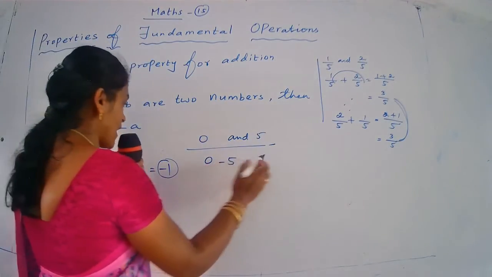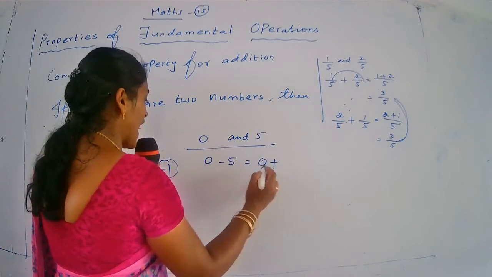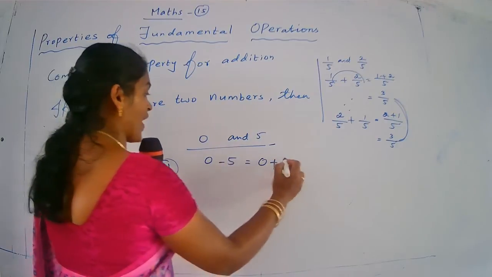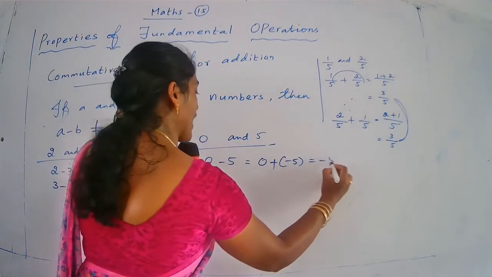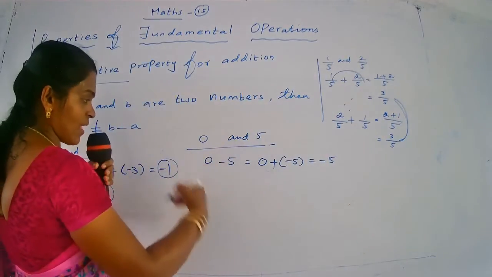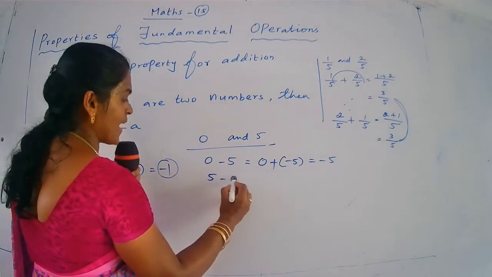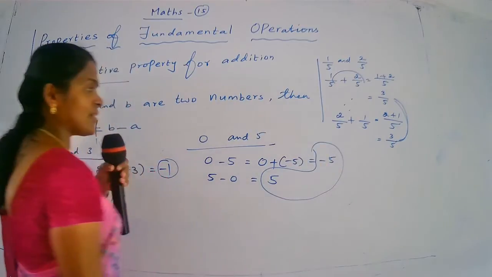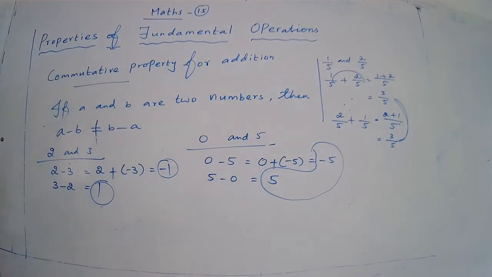Okay, children? Now you come, you check this property for the operation of multiplication. The rule is, if a and b are two numbers, then a multiplied by b equal to b multiplied by a. So we have to check a into b is equal to b into a. So now let us take two natural numbers, that is 2 and 3. Now you multiply. 2 3s are 6.